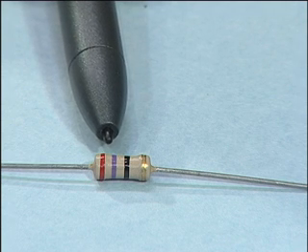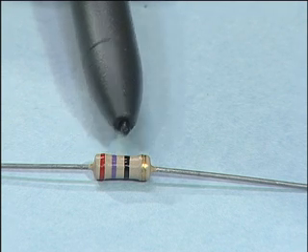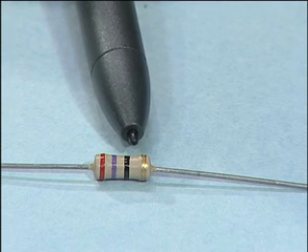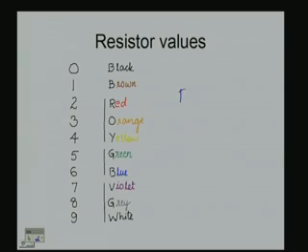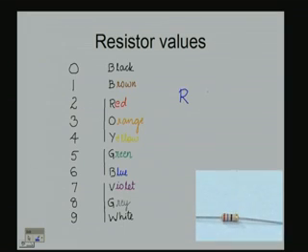Now, the first band represents the first significant digit, the second band the second significant digit, and the third band is the multiplier, 10 to the power of whatever that color represents. So, for example, for that particular resistor, the first band is red, the second band is violet, and the third band is black. The first band red gives 2, the second band violet gives the next significant digit, 7, and the third band black is the multiplier, which is 10 to the power of the numeric value of black, which is 0.